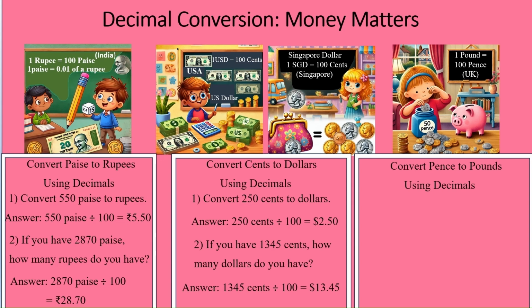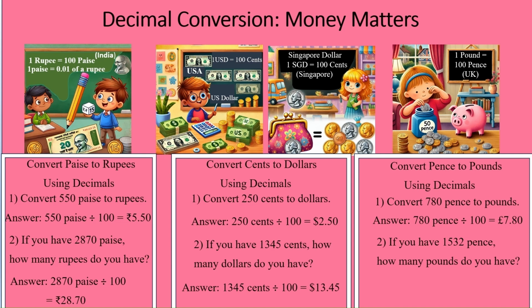Now the last part, 1 pound is equal to 100 pence. So convert pence to pounds using decimals. Convert 780 pence to pounds. So as before, divide this by 100 and you get 7.80 pounds. This is the notation for pounds. If you have 1532 pence, how many pounds do you have? Divide 1532 pence by 100 and you get 15.32 pounds.